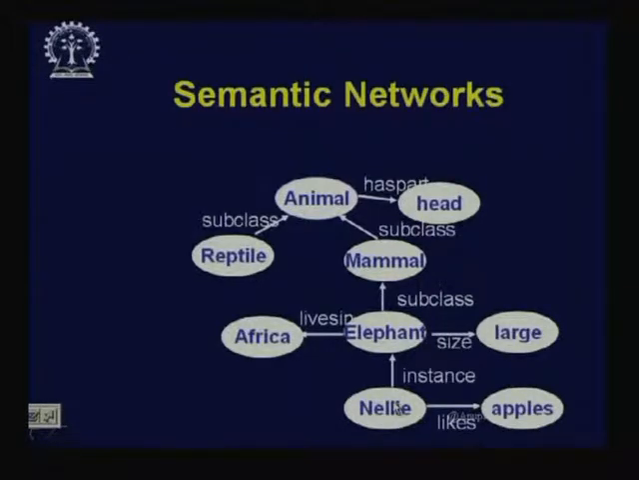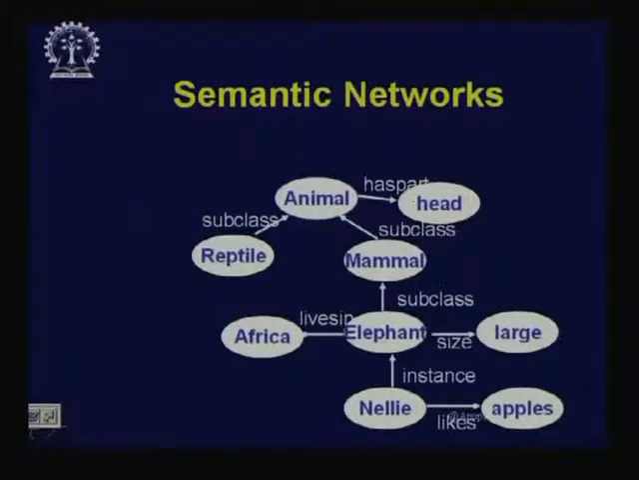And now look over here, Nelly is an instance of elephant. So, Nelly is a particular elephant, just like Fido was a particular dog. Now, if we say is a, then there is a problem. That is why we need to specify it a little bit. If I had said all these are is a, then Nelly is an elephant. Okay. What would that mean?